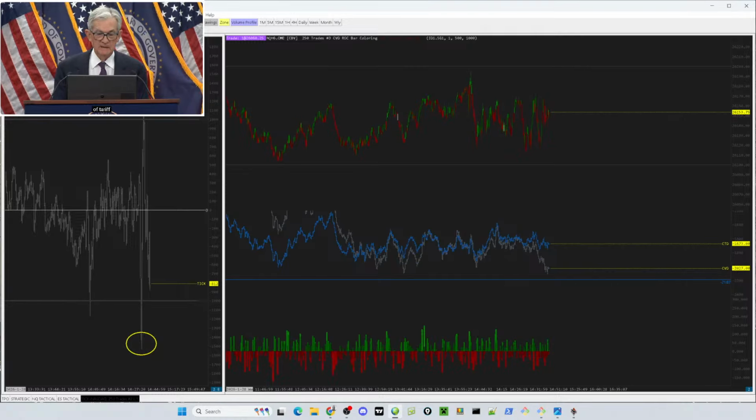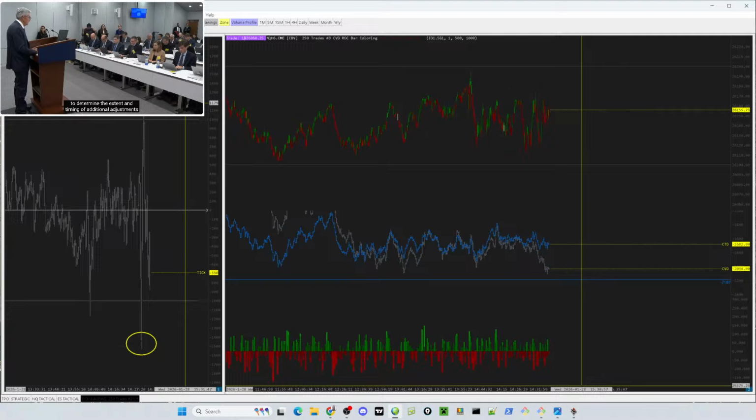But then we turned around and got an equal and opposite high, which is a sell signal for me.